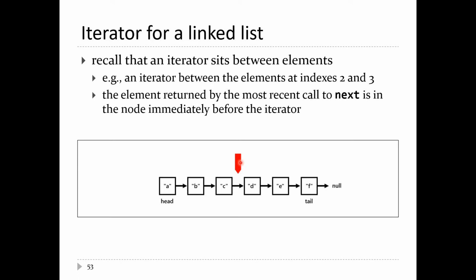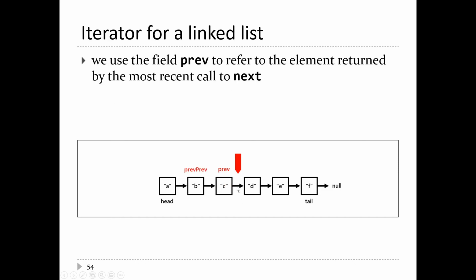Now this iterator is in the middle of the list. So we know that the previous call to next returned the element C. The element returned by the most recent call to next is in the node that's immediately in front of the iterator. We're going to use the field previous to refer to that node. We're also going to keep a second field called previous previous, which is the node that's in front of previous.